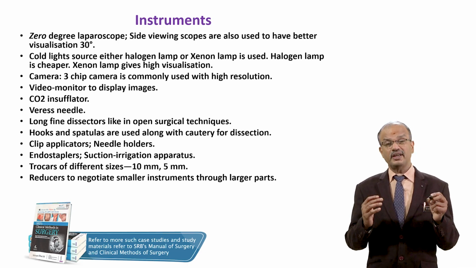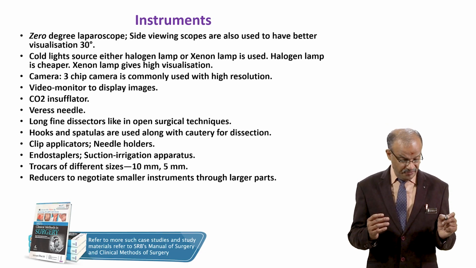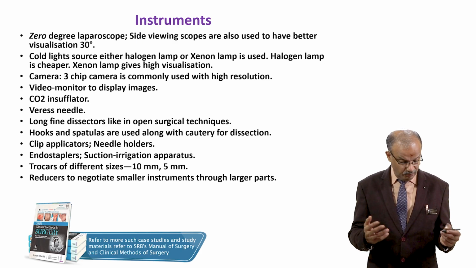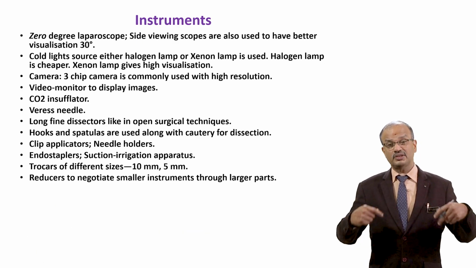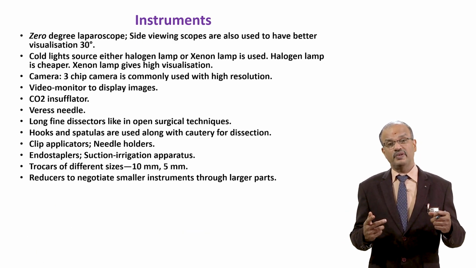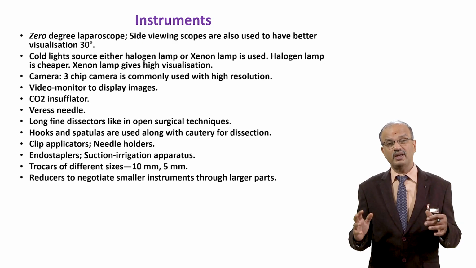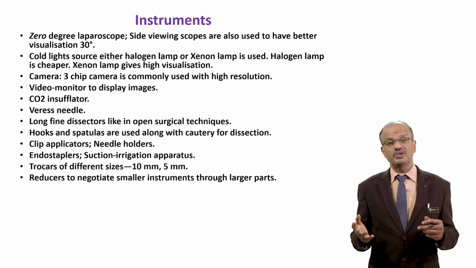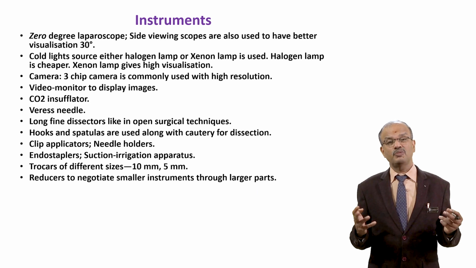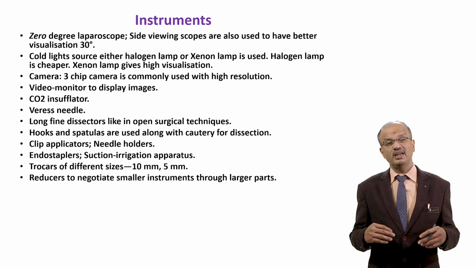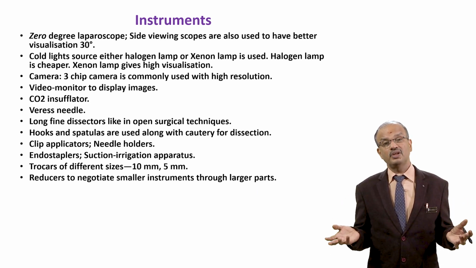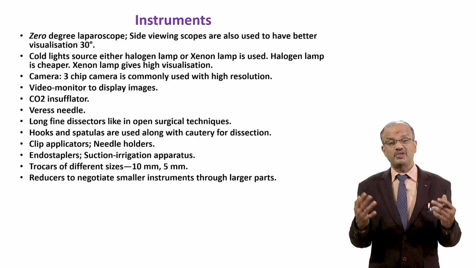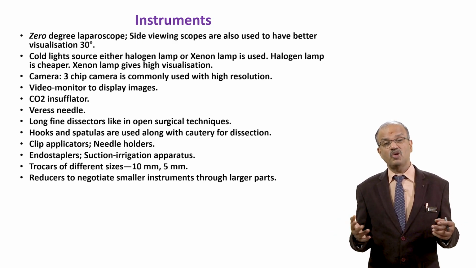So you have a Veress needle to create a pneumoperitoneum. Different dissectors are there, applicators are there, trocars are there, to pass the instruments. So the primary port is where you put the camera. Secondary ports are where you put other instruments. They are called working ports. There may be a working port 2, or working port 3. There may be a working port 4, depending on what type of surgery you are doing, how major the surgery is.